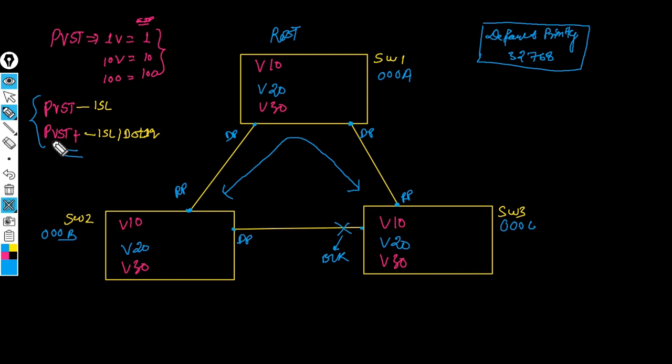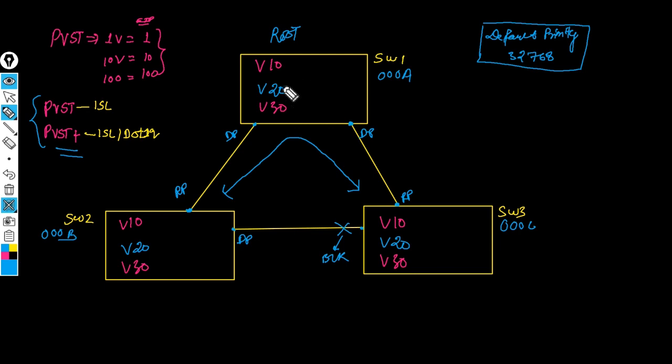Okay, so the plus symbol will not be displayed, but if it is supported with .1Q, that is PVST plus. ISL PVST is not there because ISL is no more; no one is using it. So let's move ahead and see how exactly PVST is going to work.